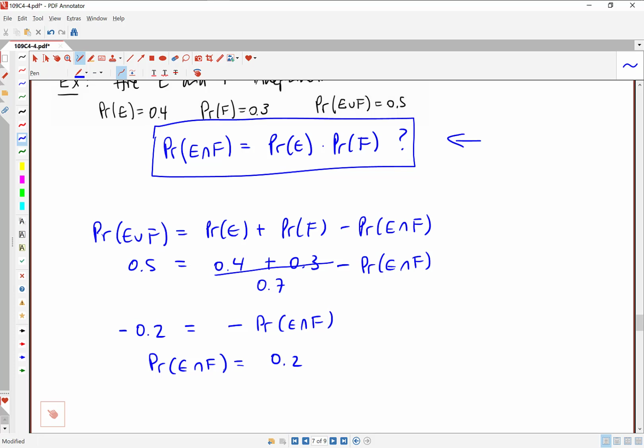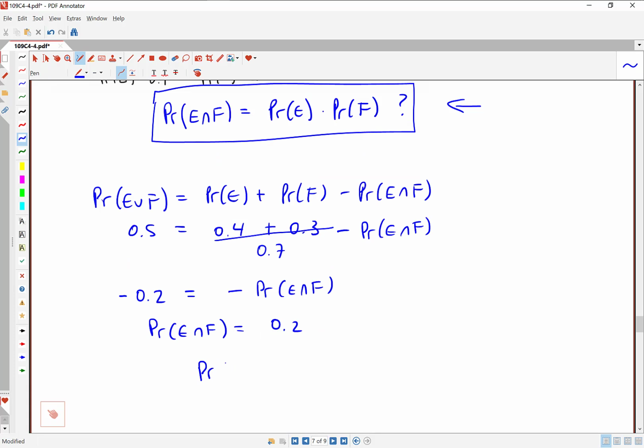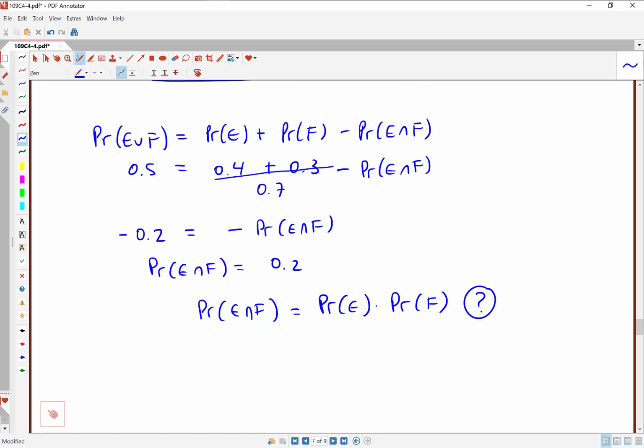Let's decide, is probability of E and F equal to the product of the two probabilities? So I think I'm going to write down the formula that we're going to check again, just so that we can see ourselves plugging into it. And if you're checking a formula, always a good idea to put a question mark there and say, we're asking the question as to whether this is true or not.